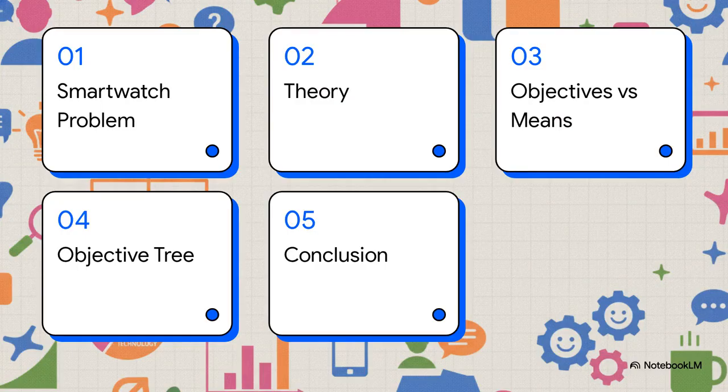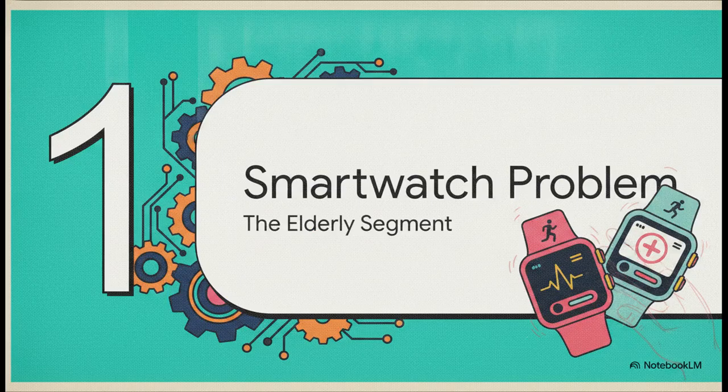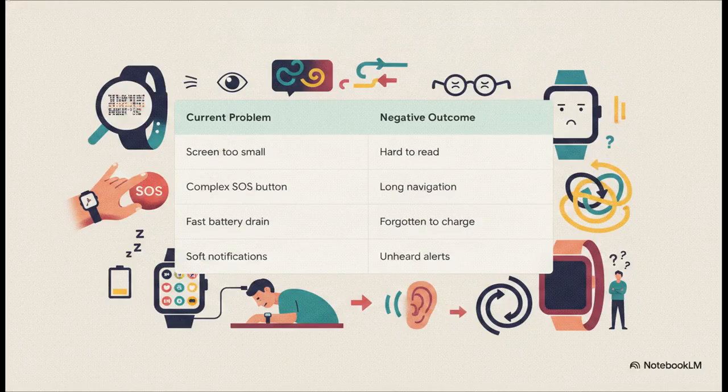Here's a quick roadmap of what we're going to cover today. We'll start with the elderly smartwatch problem, look at the clarifying objectives theory, learn how to separate objectives from means, build an objective tree, and then wrap things up with a conclusion. All right, let's jump straight into section 1, the elderly smartwatch problem. Let's start by looking at our focus case study.